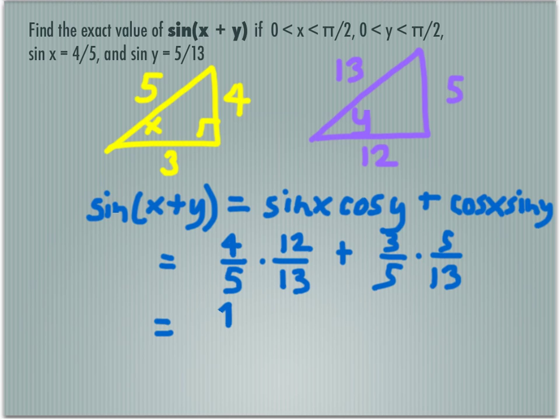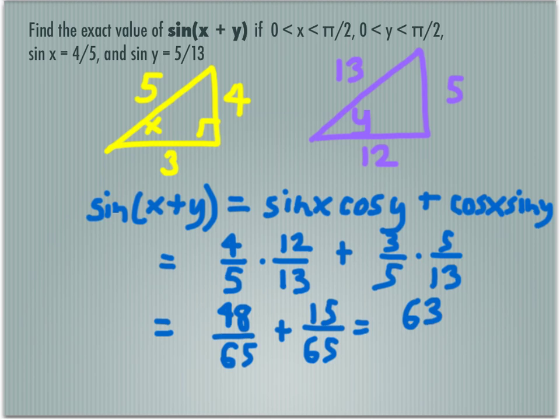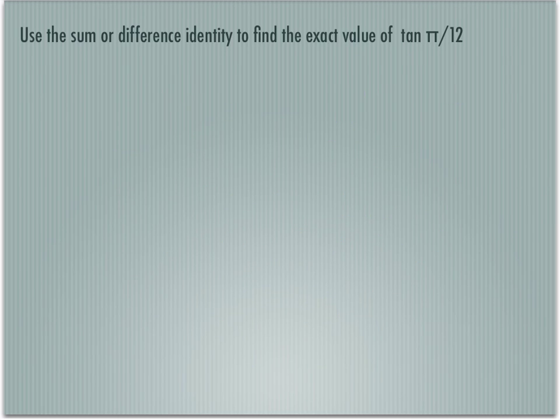So if I multiply these fractions, not much can be reduced here. 4 times 12 is 48 over 65, plus 3 times 5 is 15 over 65. Add those up and it looks like you'll get 63 over 65. That's sine of x plus y with these certain conditions. Again, we have to expand out that formula, fill in the correct values for the sines and cosines, and then simply evaluate.